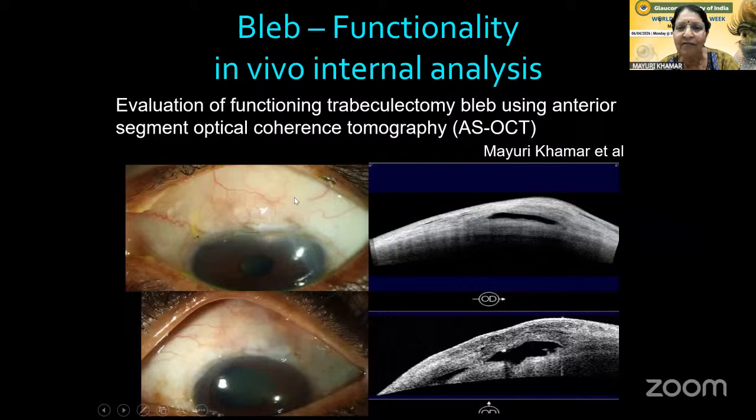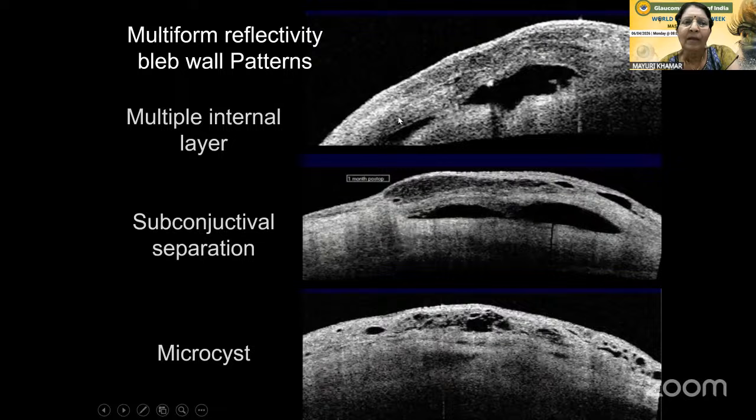Evaluation of the functioning of the trabeculectomy bleb using this anterior segment OCT has been done by me in many patients. And at the end of 1 month, we found that if there is a multiform reflectivity of the bleb wall pattern or multiple internal layers, if there is a subconjunctival separation, and if the bleb has microcysts, any of this, these blebs are going to be successful at the end of 6 months.